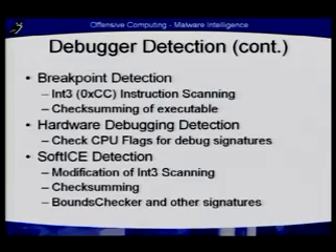There's even hardware debugging detection. There's CPU flags you can look at and say, oh, yeah, I'm in the middle of being debugged right now. People used to use a tool called SoftICE, which has been discontinued. It was pretty good for debugging software, but there's a lot of different ways to detect it. There's a BoundsChecker signature that was pretty good.